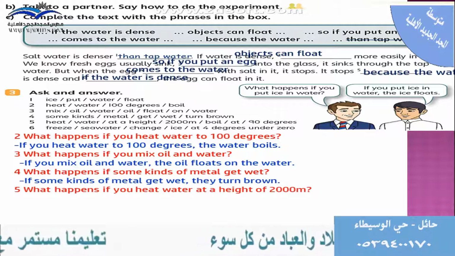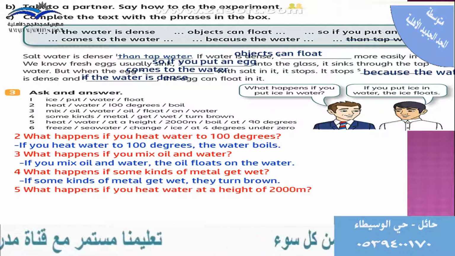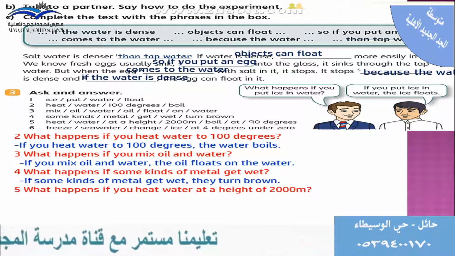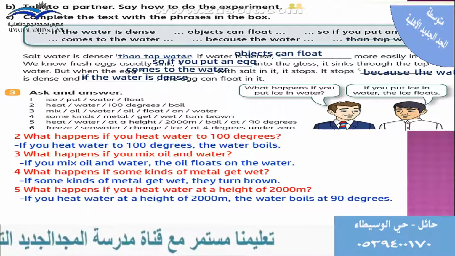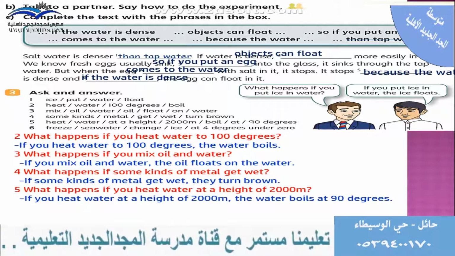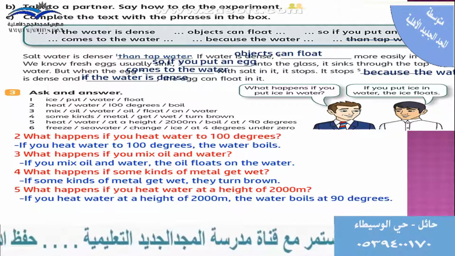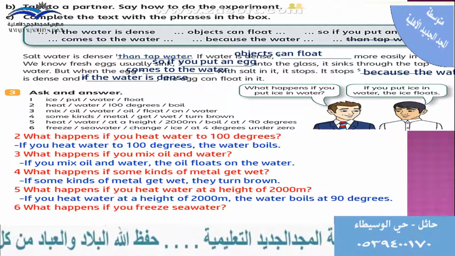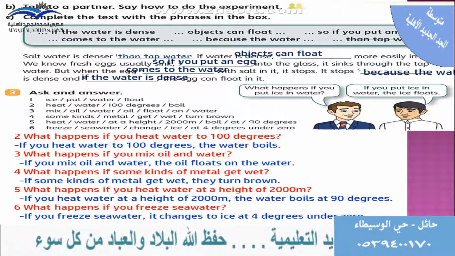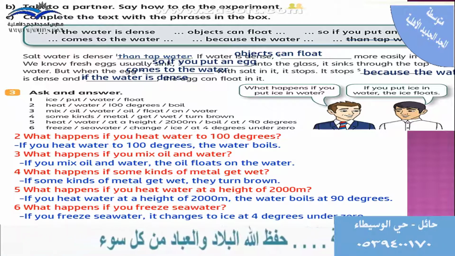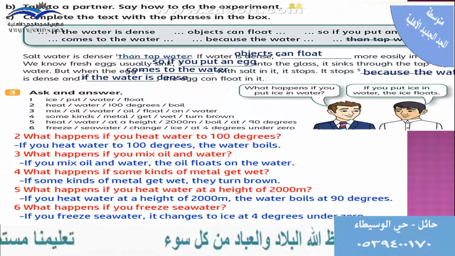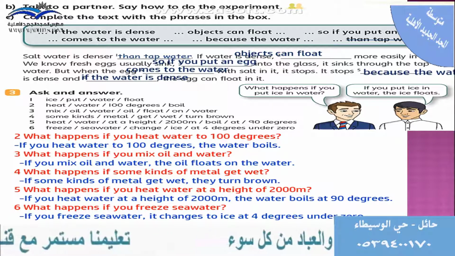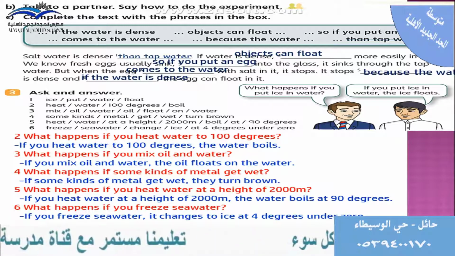What happens if you heat water at a height of 2,000 meters? The water boils at 990 degrees. What happens if you freeze water? It changes to ice at 4 degrees under zero. بيتحول لتلج في درجة 4 تحت الصفر.